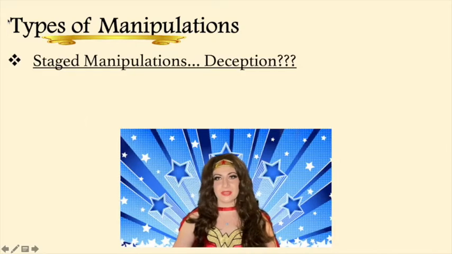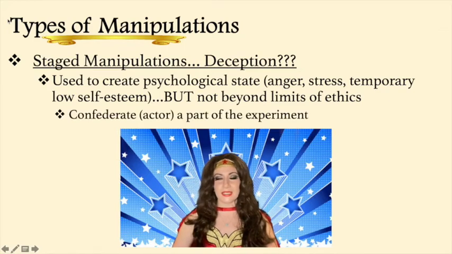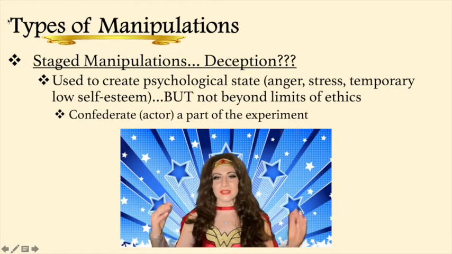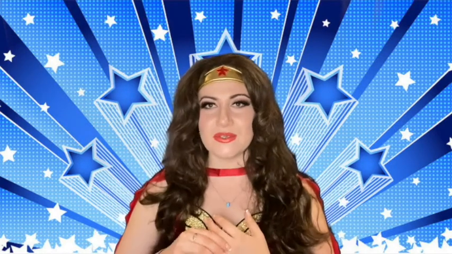The other type of manipulation we have is a staged manipulation. When you think of the word stage, you might think of an actor or a performance. And that's actually what this is. Staged manipulations often involve deception. And the reason we use staged manipulations is to create a particular psychological state in our participants. This could be anger, stress, temporary low self-esteem. But of course, all within the realms of ethics, right?